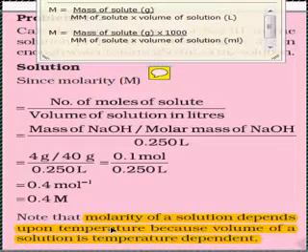Now here, remember for MCQs that molarity of a solution depends upon temperature because volume of solution is temperature dependent. I told you earlier that when you have a volume in the denominator, the quantity which is related to it, that is molarity, will depend on temperature. So it changes with temperature.